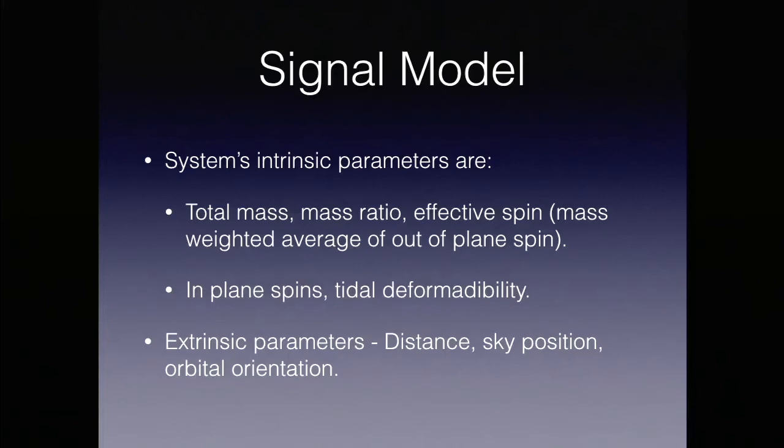But there are also geometric parameters. For example, the sky position, the distance, and the orbital orientation, how this thing is oriented in space. And those matter only when you use 2 detectors and not 1. Okay, so what do you do with a single detector?